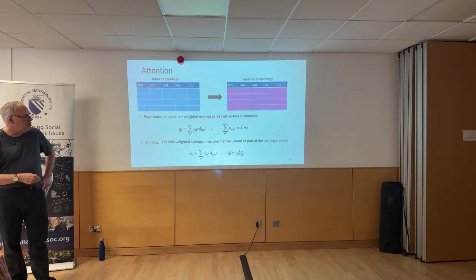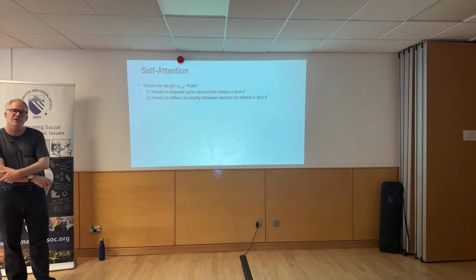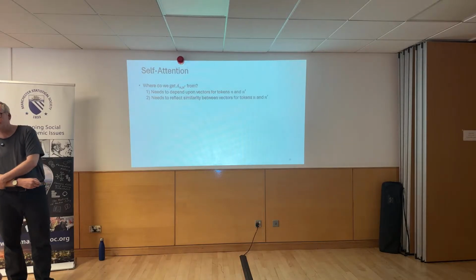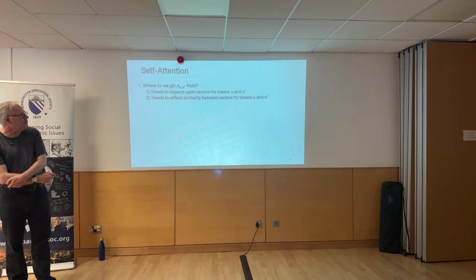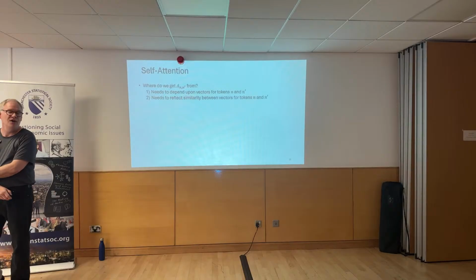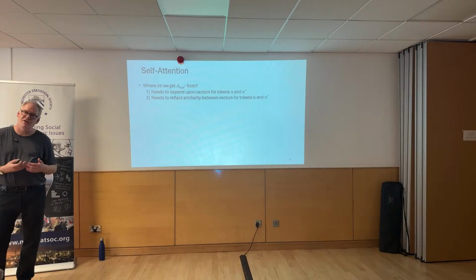But you're probably asking, well, where do we actually get these numbers from? Where do we actually get the attention weights from? Right, well, there are two things we need the attention weights to take into account. So first of all, we want the attention weight for n and n' to depend upon the starting vectors for tokens n and n'. We probably also need those attention weights to depend upon the similarity between the two vectors that represent those words. And I'll try and convince you of that. Imagine I'm trying to create a new vector to represent the word "the."